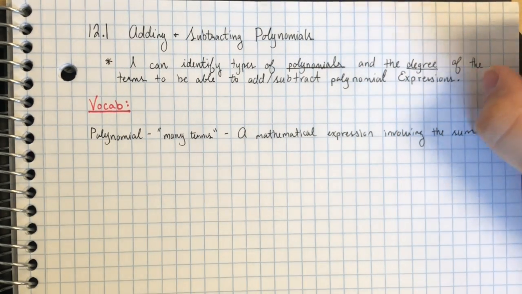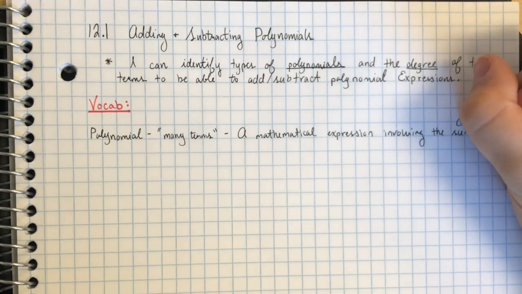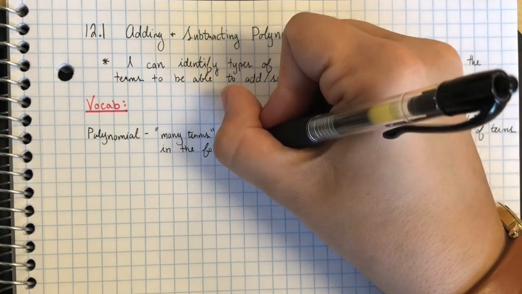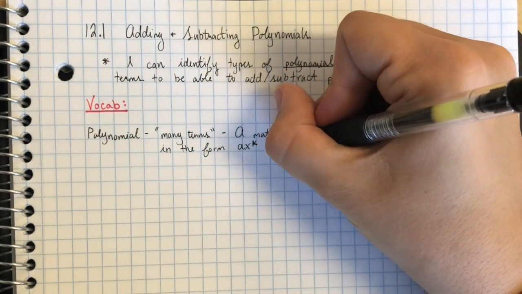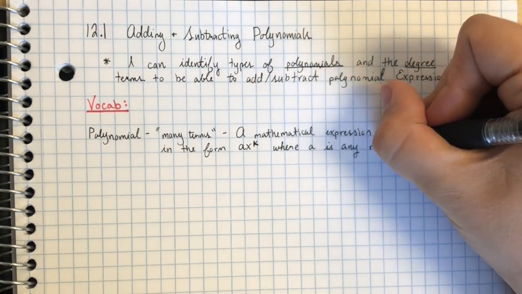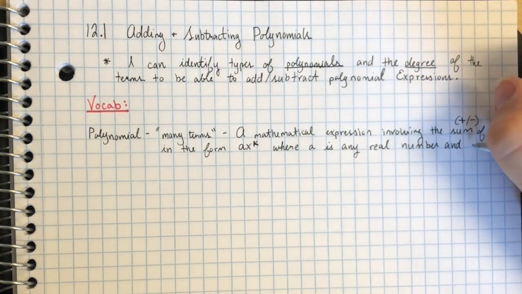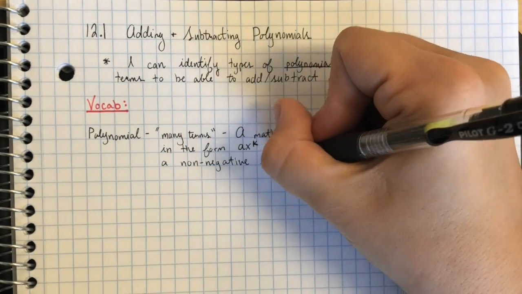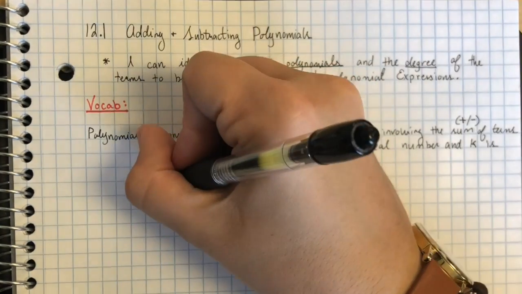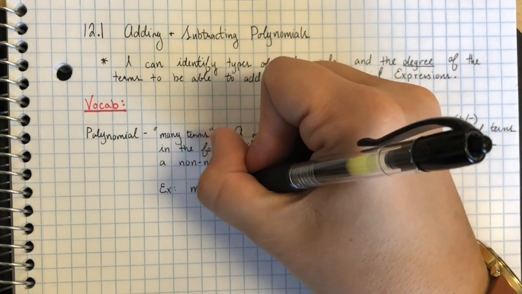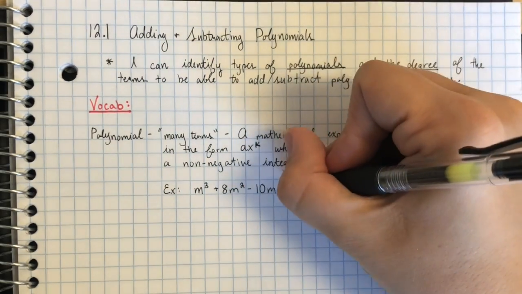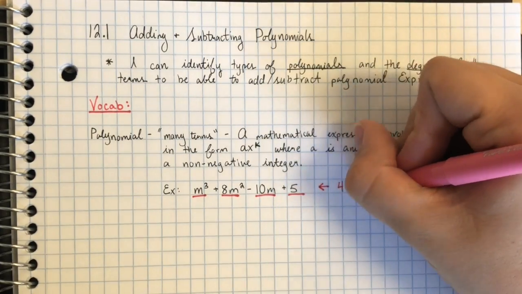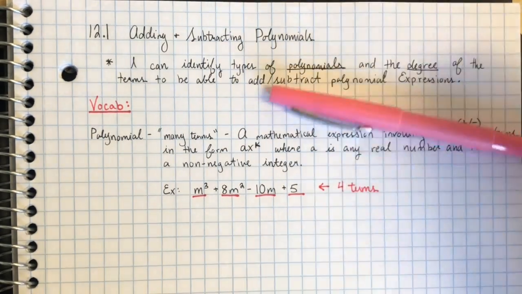So it's a mathematical expression involving the sum, and sum can be plus or minus because we can talk about the sum of a negative term, of terms in the form a times x to the k power, where a is any real number and k is a non-negative integer. So your power has to be positive, which means you may have to use that negative exponent law to flip it, but overall, you should be set.